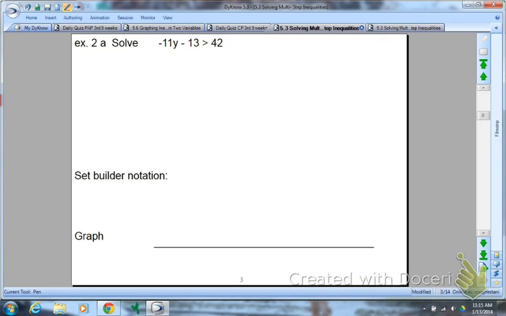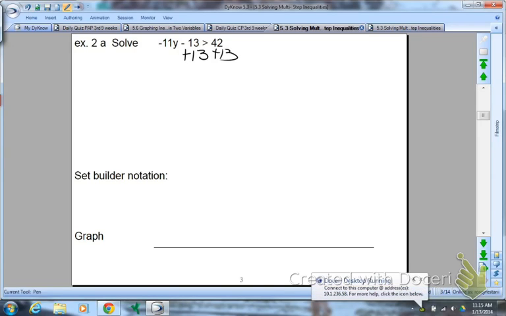Example 2A. Negative 11y minus 13 is greater than 42. So this is a multi-step equation, just like we've had in the past, except instead of an equation, it's going to be an inequality where we solve for the variable. So first we're going to add 13. So that's negative 11y is greater than 55.